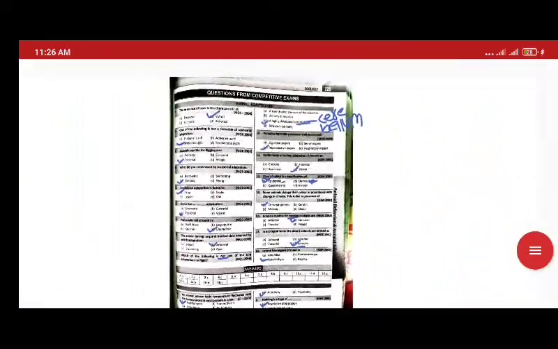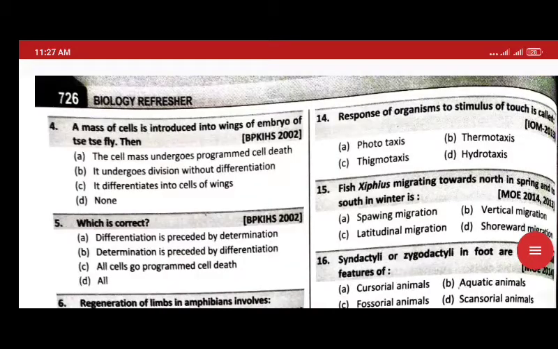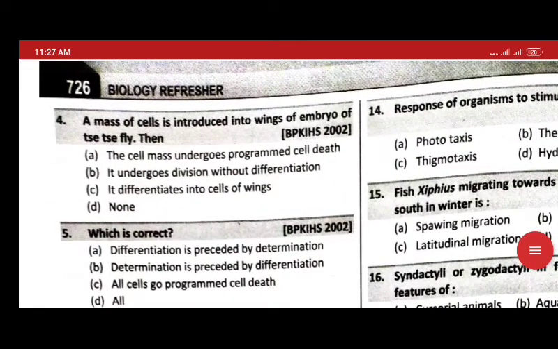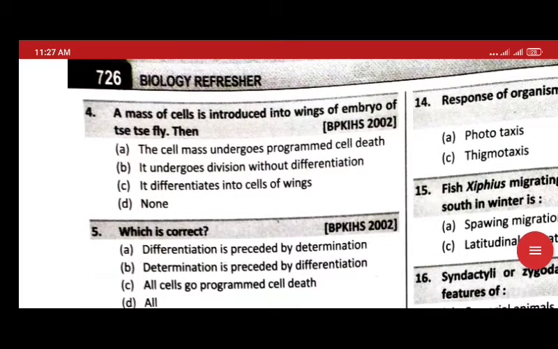So in the next lecture we will continue our lecture. Now continuing with our questions, we have question number 4. A mass of cells is introduced into the wings of the embryo of a tissue fly. This type is for wing differentiation of cells, where differentiation undergoes division without division. So differentiation is option C.